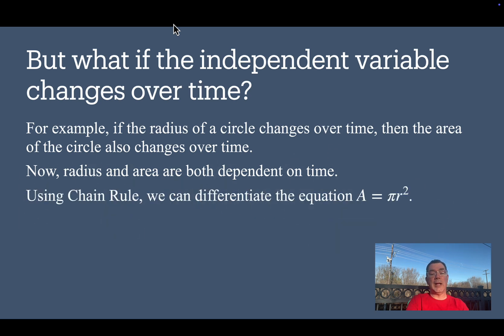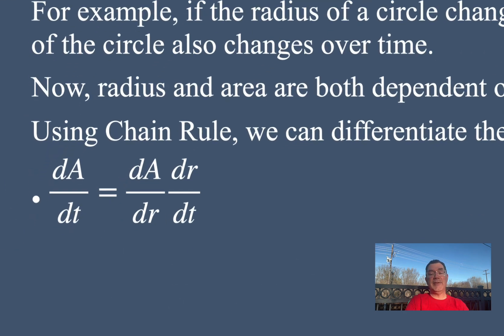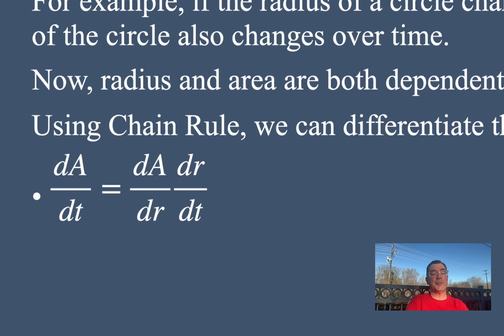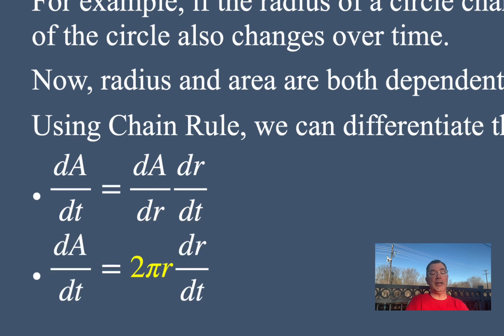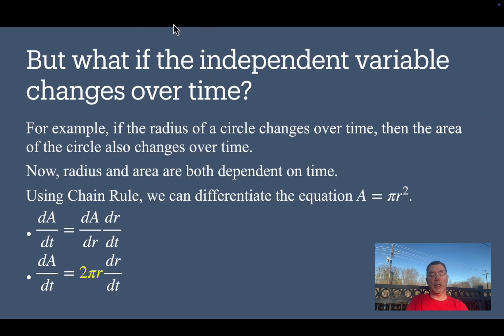So if I use chain rule, I can differentiate area equals pi r squared in a different way. If I differentiate the left-hand side, that's going to be the derivative of area with respect to time. But knowing how chain rule works, that's going to be the derivative of area with respect to radius times the derivative of radius with respect to time. And I already know that the derivative of area with respect to radius is 2 pi r, so I'm just going to plug that in. And then the question that I'm given will likely have some information about either the derivative of area with respect to t or the derivative of r with respect to t. And then I can plug that in and figure out the unknown value based on everything that I've plugged in.